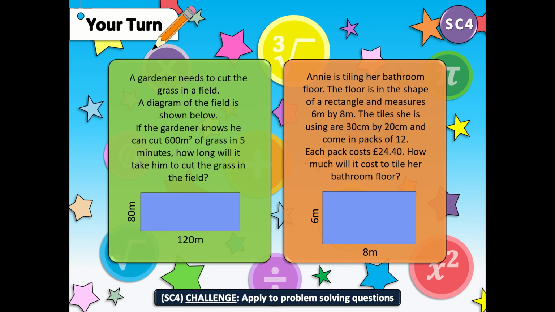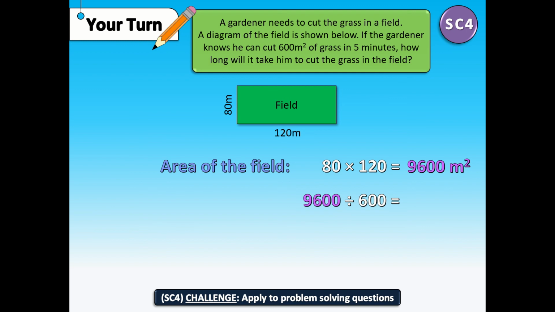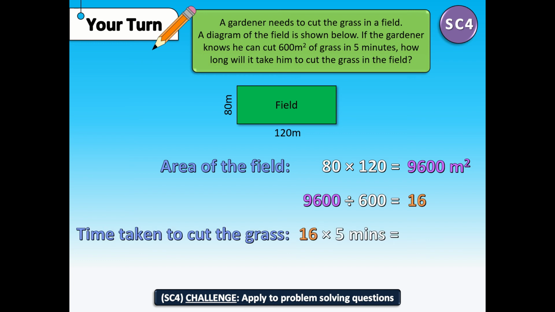Here are your answers. So for the green question, we first of all work out the area of the field. So that's 9,600 square meters. Then we divide that by 600 square meters, and that'll tell us how many groups of 5 minutes we need. So he's got 16 lots of 5 minutes. So that's 80 minutes in total.